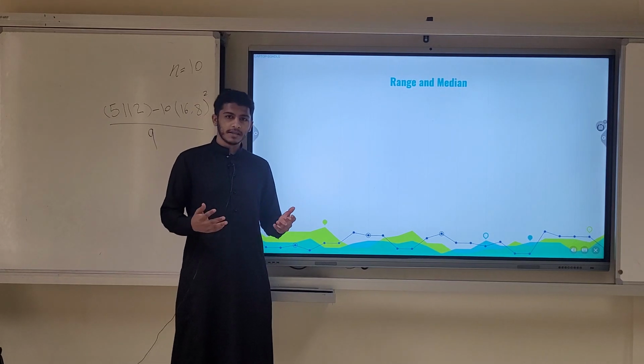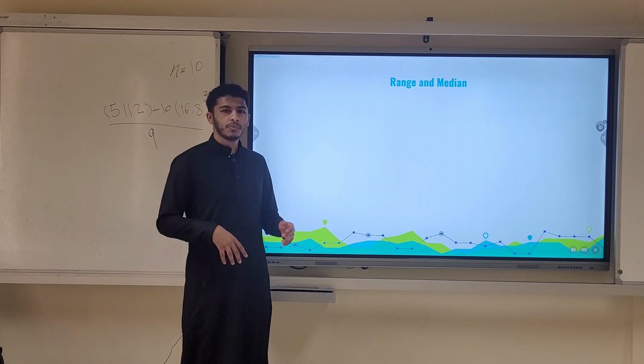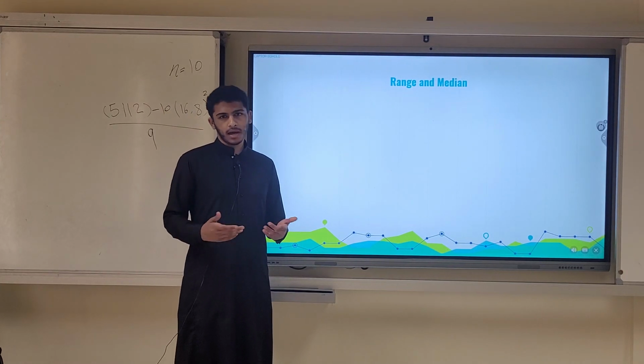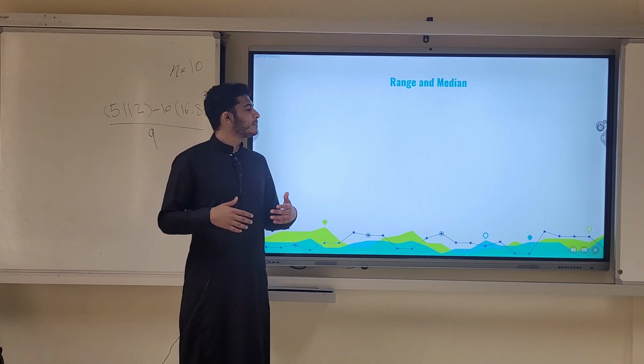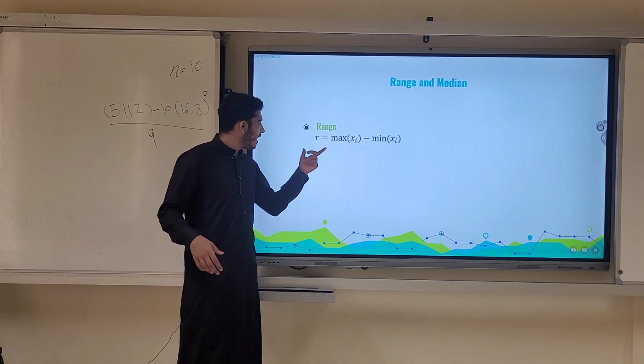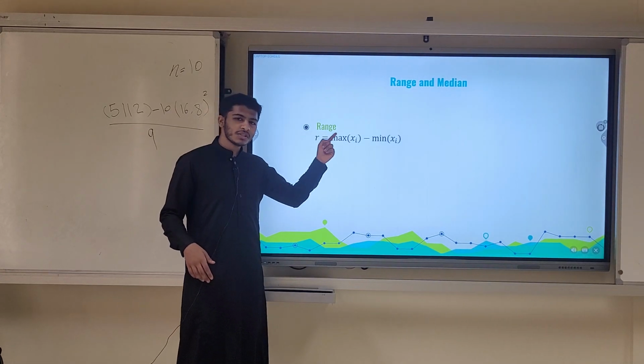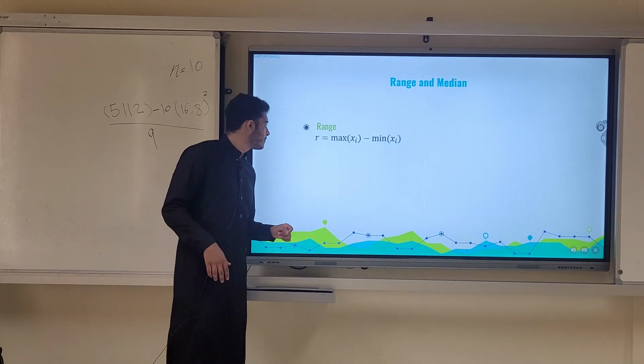Now let's talk about the range and the median. Both are simple concepts that we were introduced to in middle school and high school, but we're going to be reintroduced to them here. The formula for the range is you take the highest value you have in the data set and subtract the lowest value you have in the data set from it.